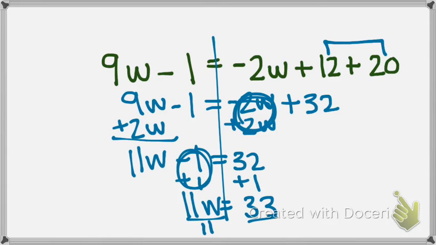And to finish it out, we divide the 11. Number next to letter is timesing. We divide 11 over 11 is 1. W is 33 divided by 11, which is 3.